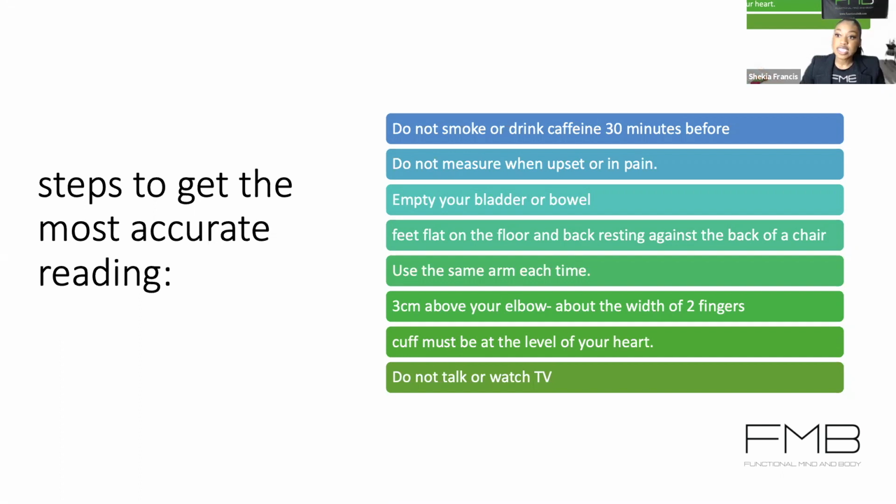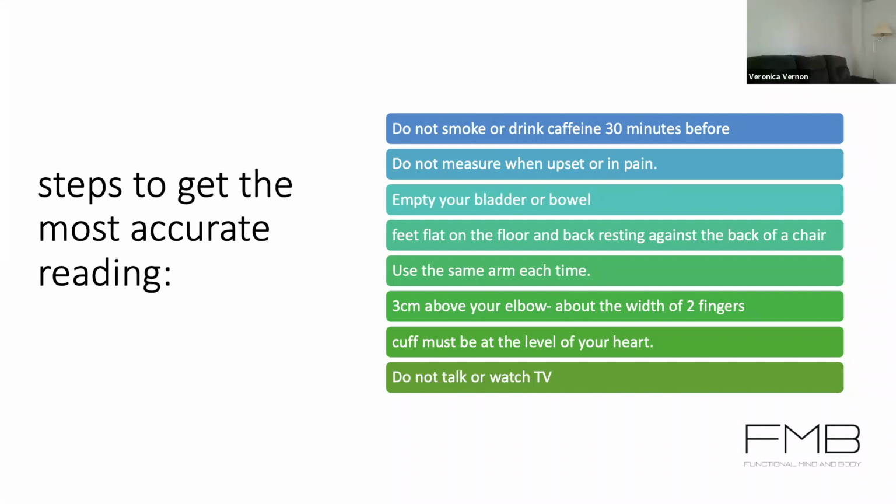Do not smoke or drink caffeine for 30 minutes before taking your blood pressure reading. Do not measure your blood pressure when you are upset or in pain. It can increase your blood pressure reading. You want to empty your bladder or your bowel, so go to the bathroom first before you check your blood pressure. You want to sit quietly with your feet flat on the floor and back against a chair for at least 5 minutes before you take your blood pressure reading.